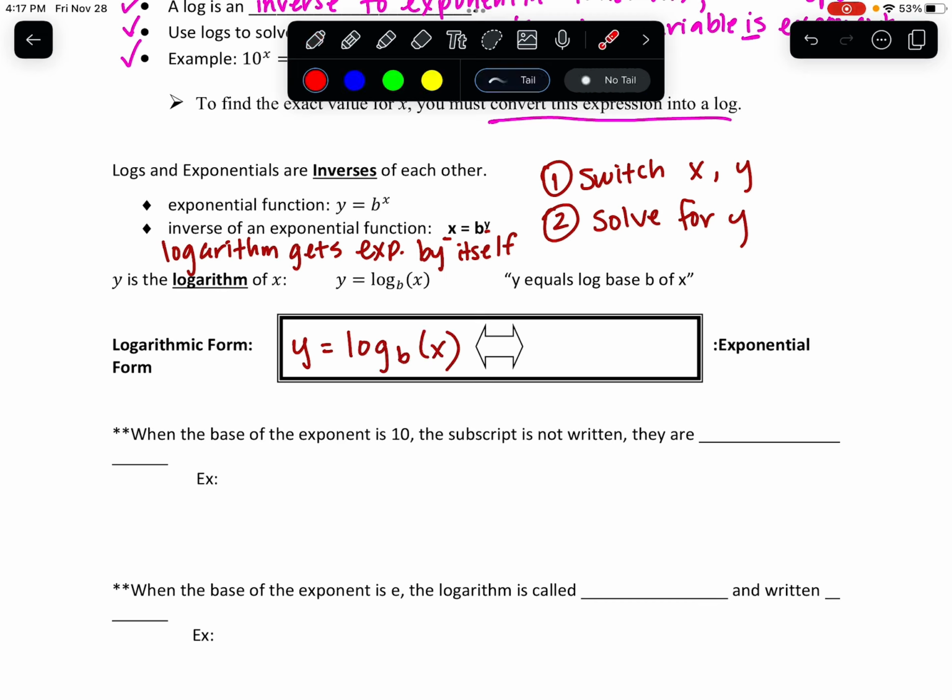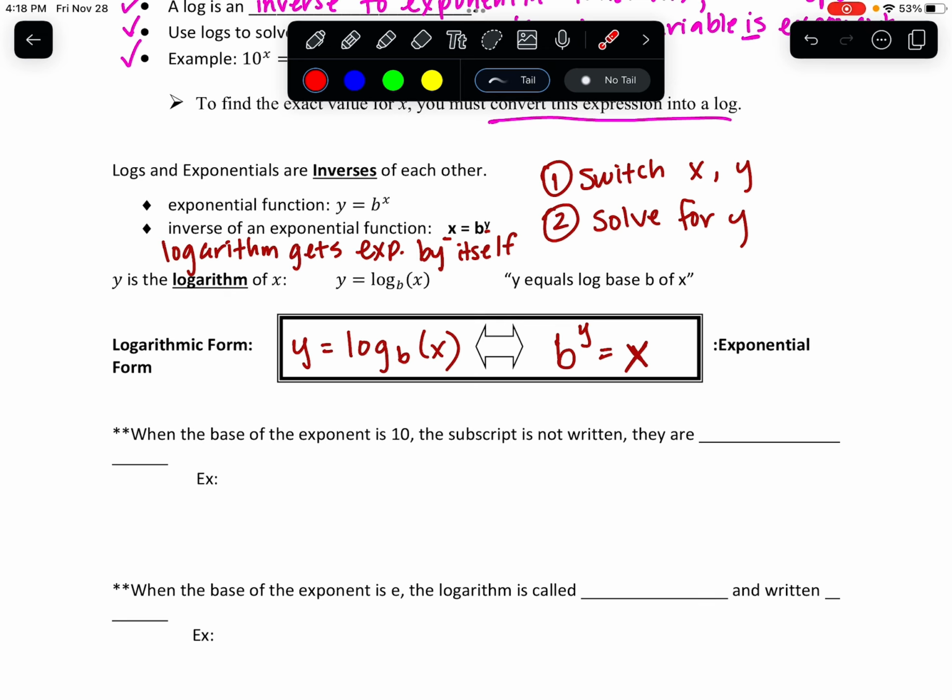Remember, this is my exponent, right? So then b is my base, y is my exponent, and x is what it equals. So b to the y equals x. So this is saying that b to this power equals x. It's just one form from the other.